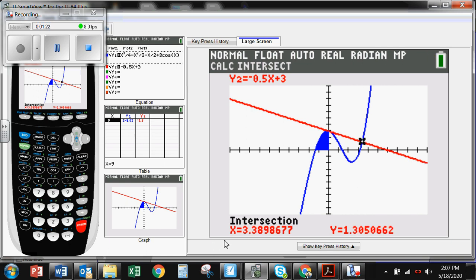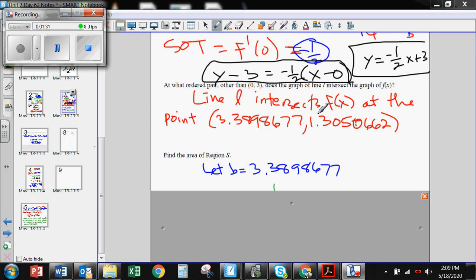So x is going to be equal to 3.3898677, and there's my y value. Let me come back and write that down on the notes. So again, there's the point where it intersects the graph.